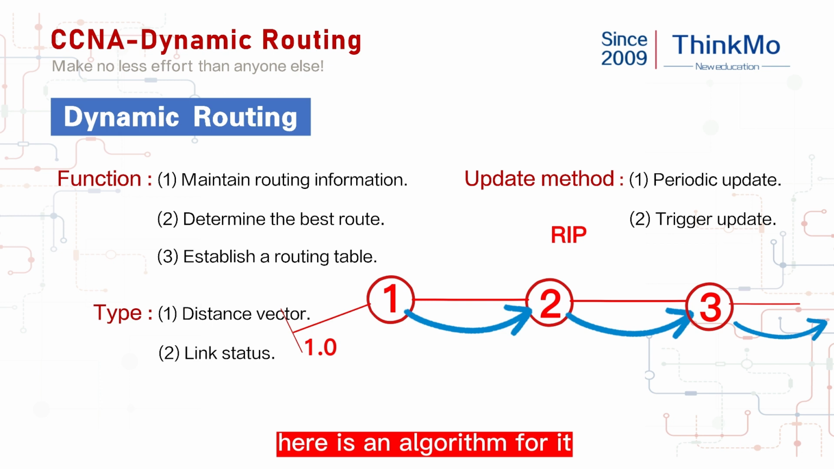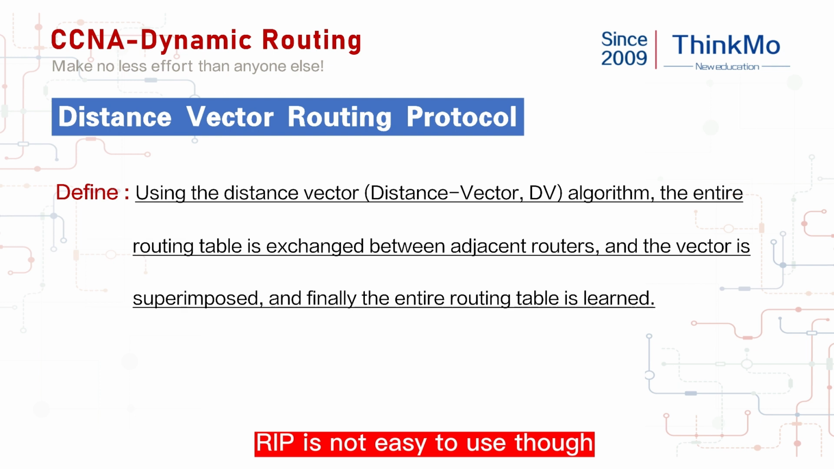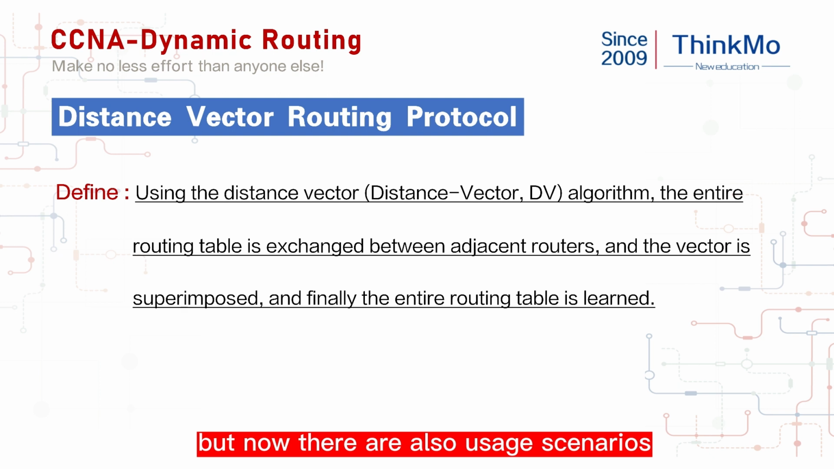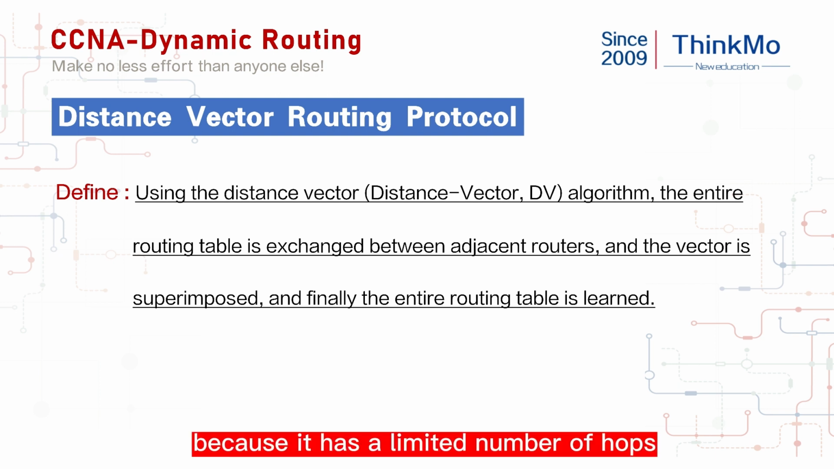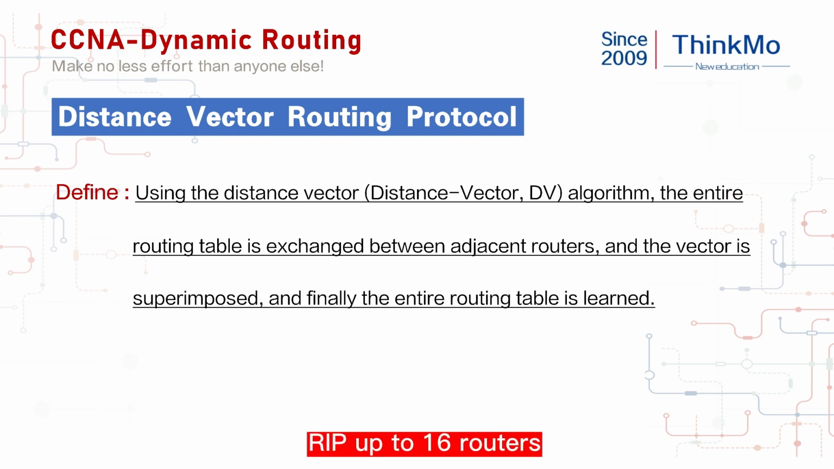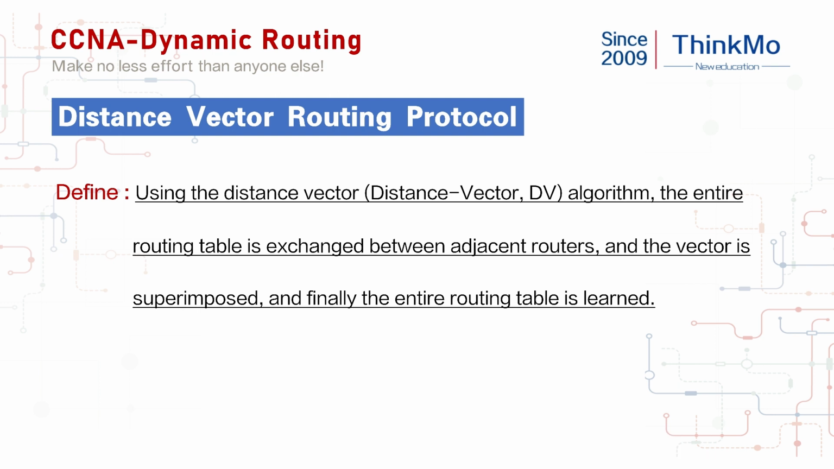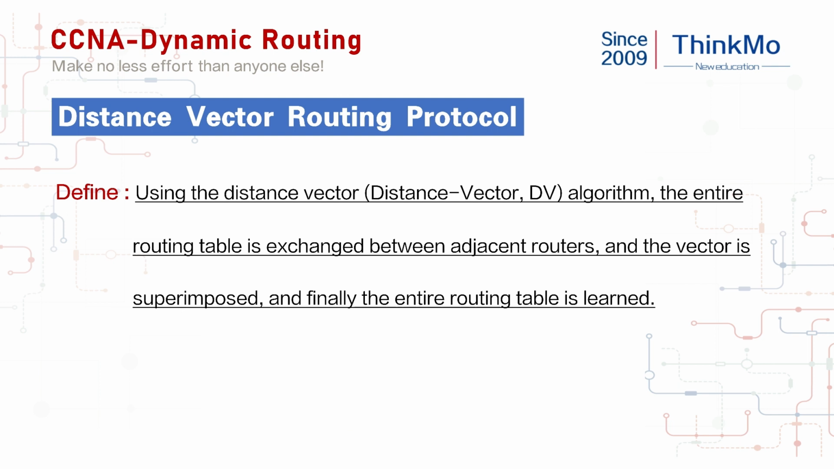Here is an algorithm for it. It is a very typical distance vector protocol. RIP is not easy to use, though there are still some usage scenarios. It has long been unsuitable for the current network environment, because it has a limited hop count. RIP supports up to 16 routers. Now there is almost no network with so few devices, and you would need to specify the number of devices for the scenario. Any medium or large network has more devices than that, so RIP is basically useless.